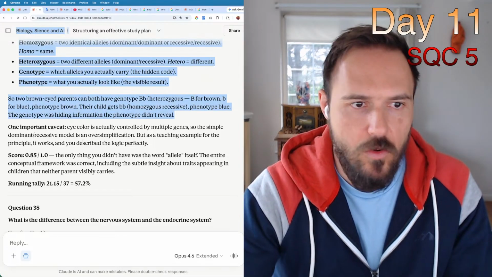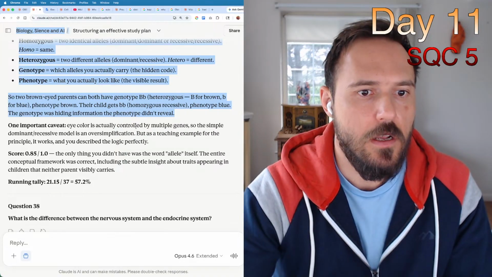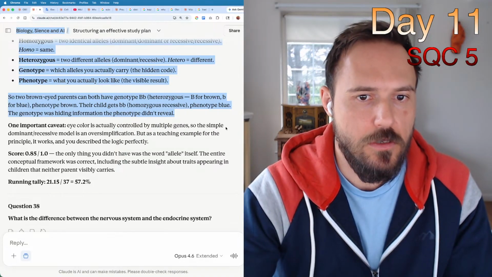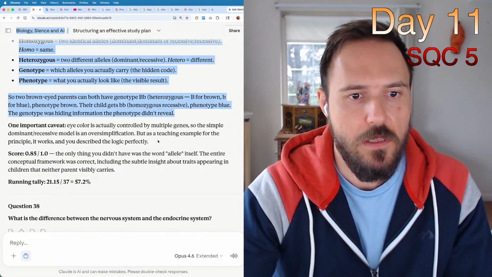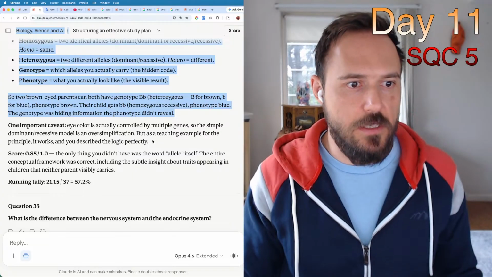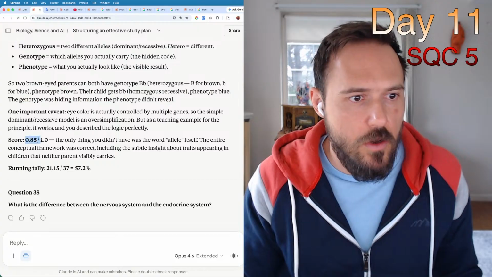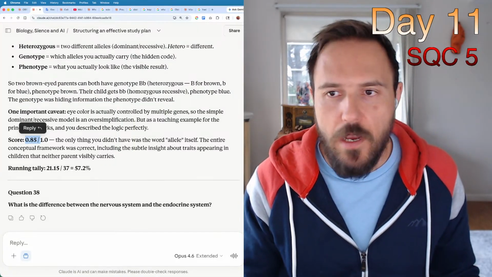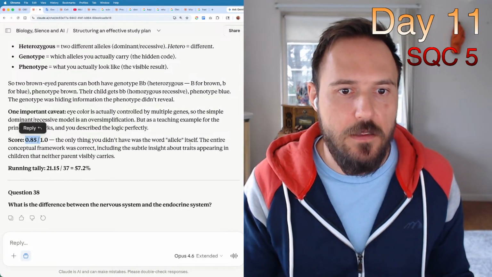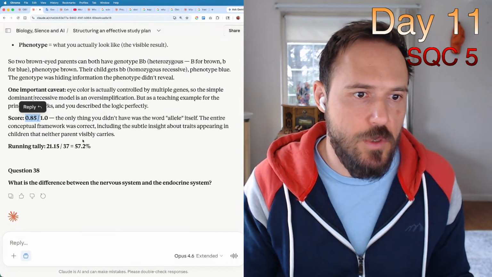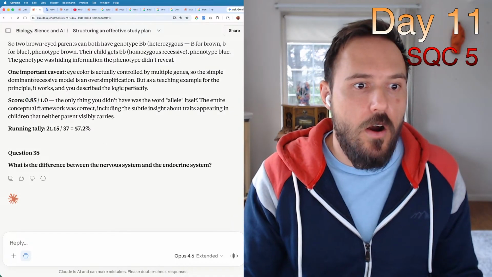Yeah, thank you. One important caveat, eye color is actually controlled by multiple genes. So the simple dominant-recessive model is an oversimplification, but as a teaching example for the principle it works, and you described the logic perfectly. The only thing you didn't have was the word allele itself. The entire conceptual framework was correct.